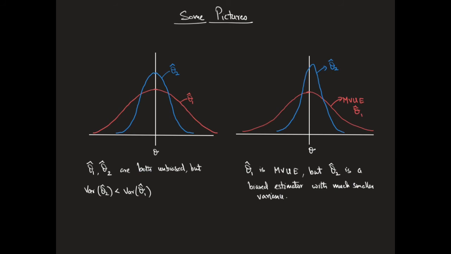So, to briefly summarize, we spoke about unbiased estimators and the variance of the estimator. We will talk more about estimation in future classes.